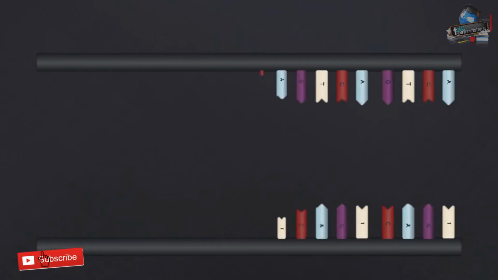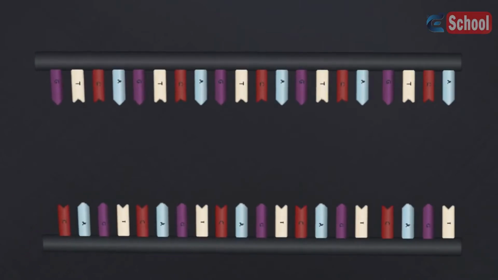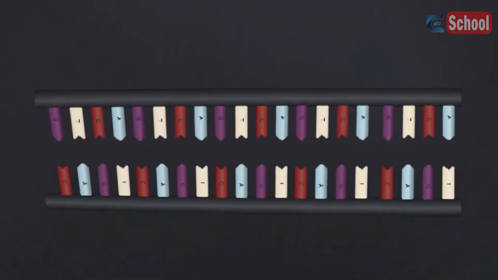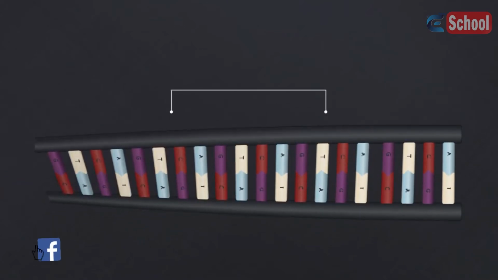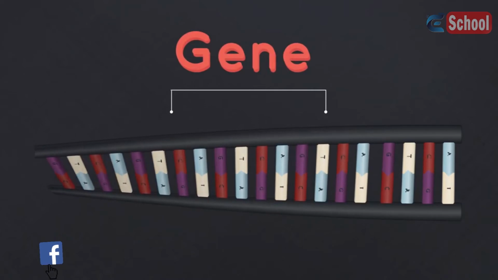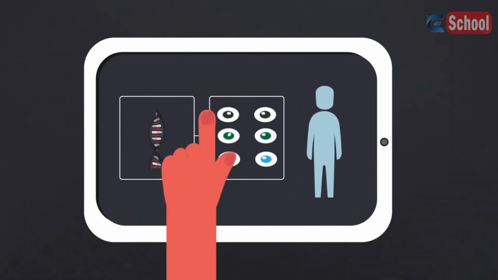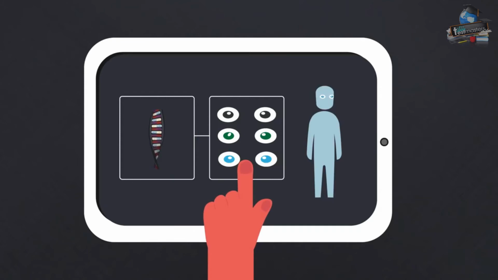DNA contains lots and lots of sequences. Some sections of these sequences have a specific genetic code for making particular proteins. And these special sections are called genes. A gene is just a short section of DNA, and because each gene codes for a specific protein, it is in these genes that give us our individual characteristics, such as whether you have blue eyes or brown eyes.